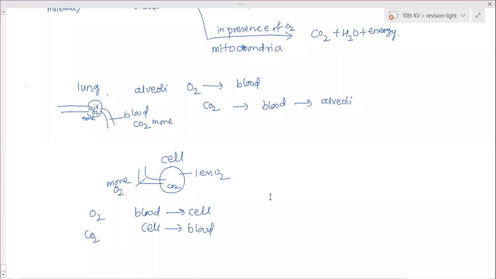Okay, so we are taking science only today, not maths. Continuing life processes. Yesterday we did up to the respiration part. Respiration we have finished. Finished or not?